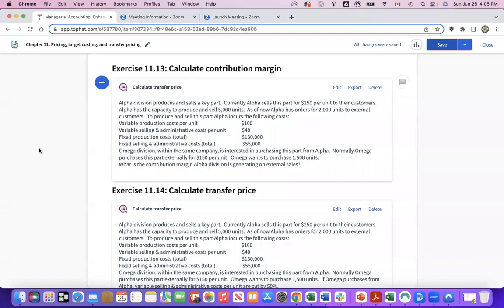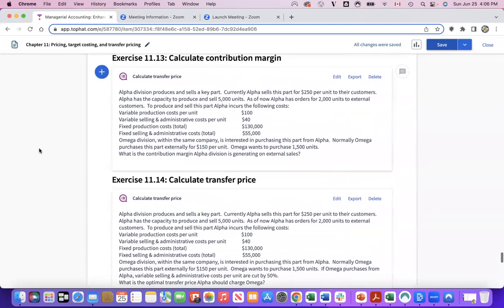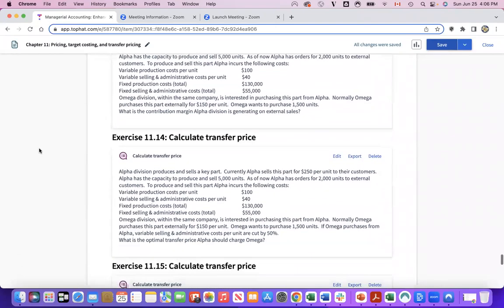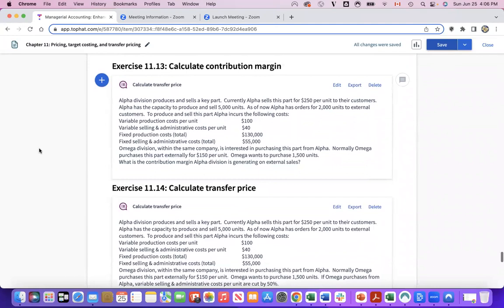Let's look at exercises 1113 through 1115. So we're going to look at all three of these, calculating the contribution margin and transfer pricing in these different scenarios. So the question stem for 1113, let's start there.